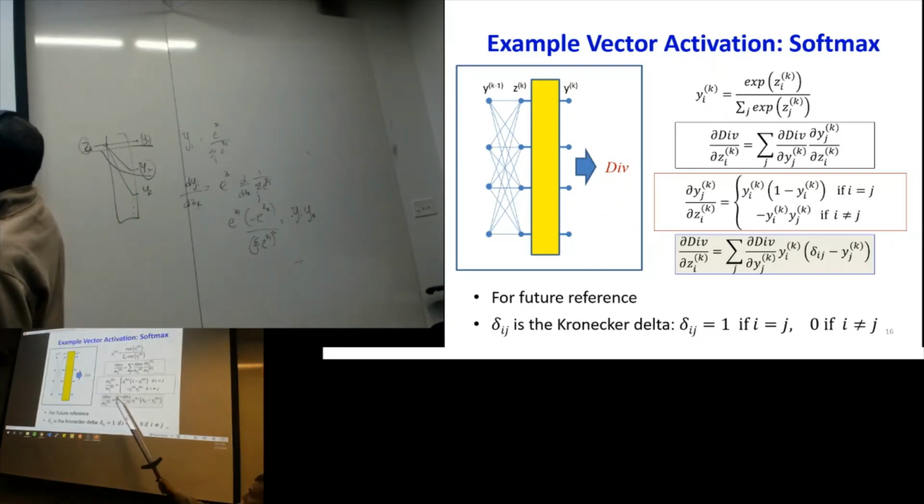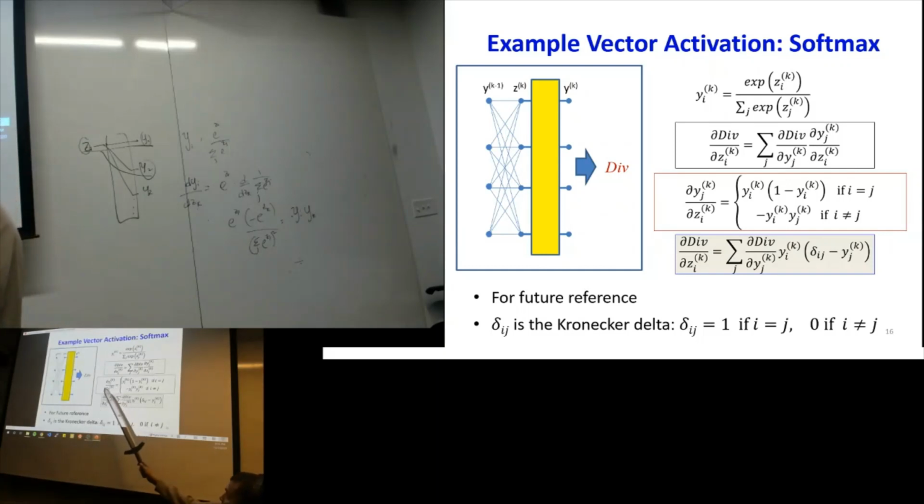And so when I have the derivative of yj with respect to zi, if the two are not the same, this guy is going to be 0. You're left with this term. If i equals j, this guy becomes 1, so you're left with this term. The overall derivative of the divergence with respect to any z is going to be summed over all of the y's: the derivative of the divergence with respect to y times the derivative of y with respect to the corresponding z.